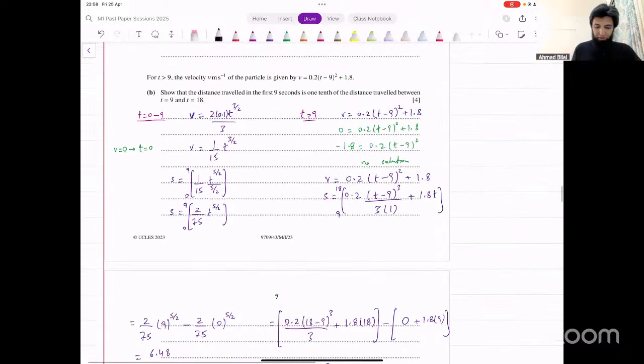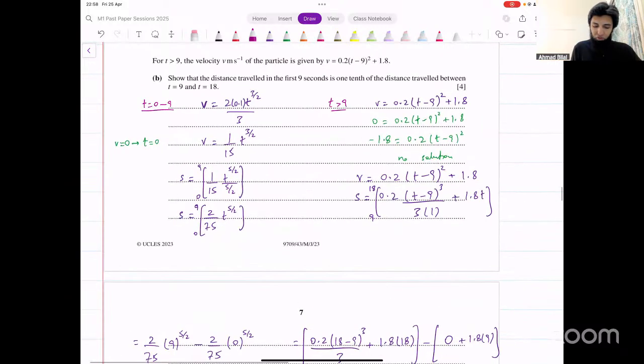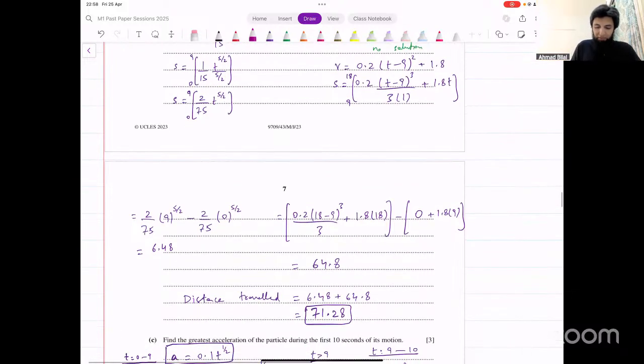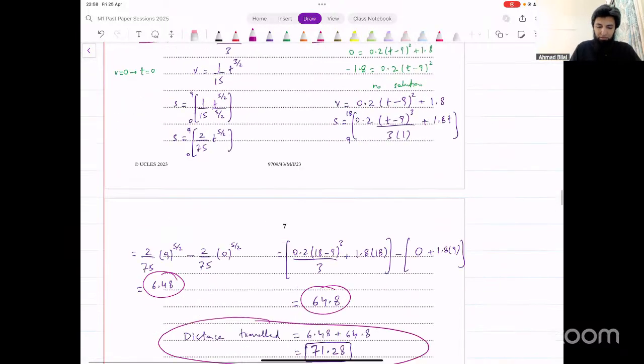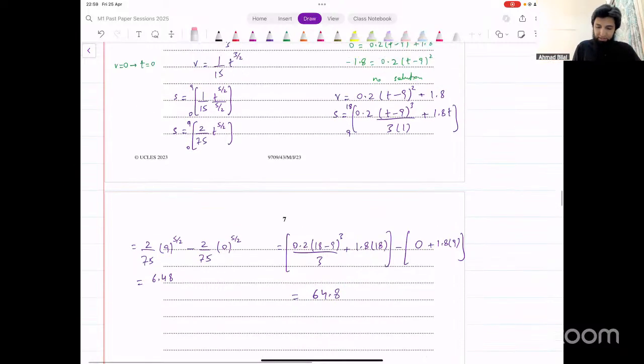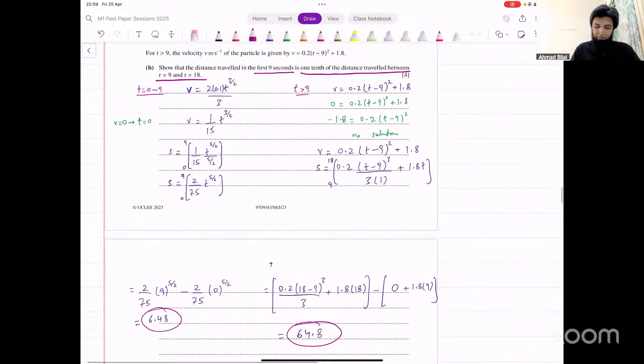Okay. So question number 5, part B, they actually wanted us to show that the distance traveled in the first 9 seconds of the motion is 1/10 of the distance traveled between time equals 9 and time equals 18. They did not ask us for the total distance traveled. So when we found these two values, at the end we found total distance. That's not what the question asked. We did not have to do this. Instead, we just had to show that this number is 1/10 of this number. Right? How would you do that?